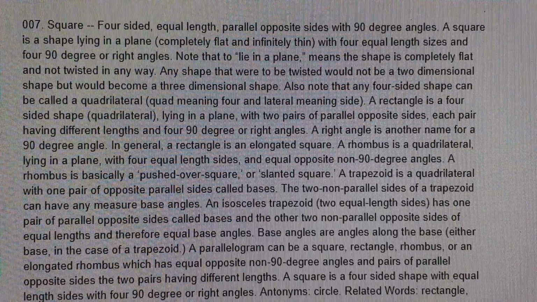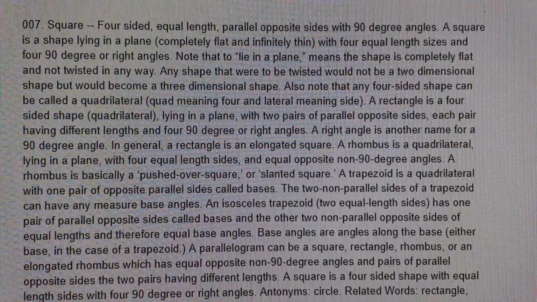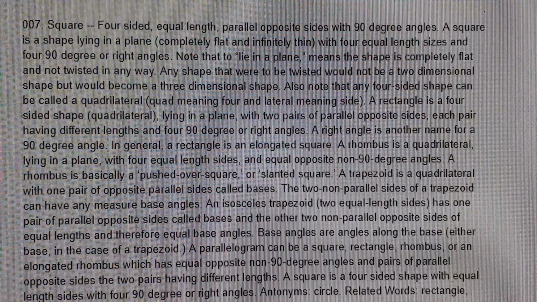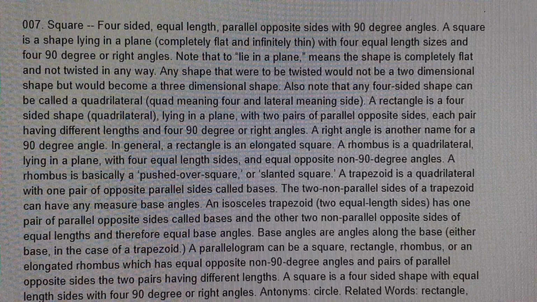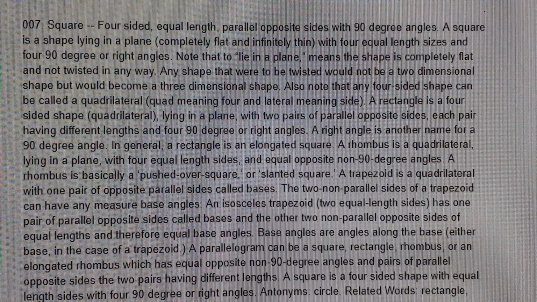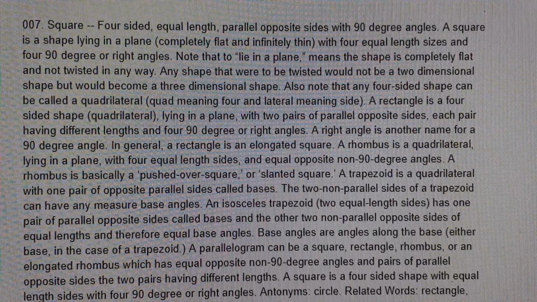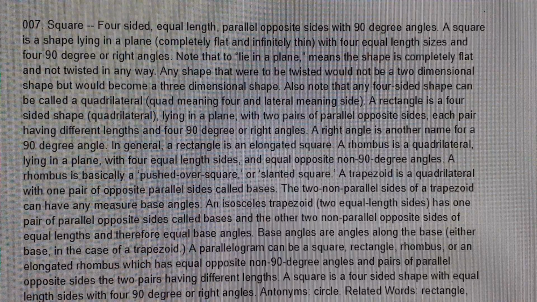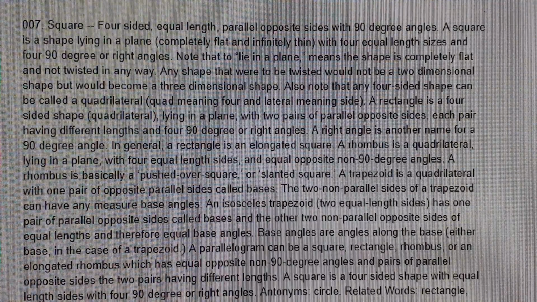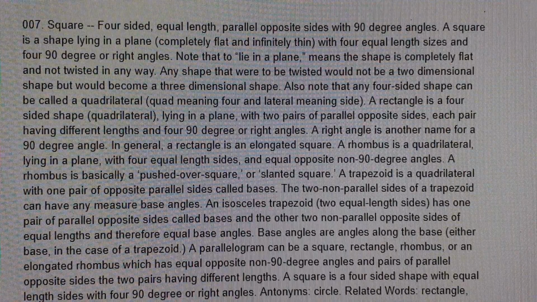A right angle is another name for a 90-degree angle. In general, a rectangle is an elongated square. A rhombus is a quadrilateral, lying in a plane, with four equal length sides and equal opposite non-90-degree angles. A rhombus is basically a pushed-over square, or a slanted square.